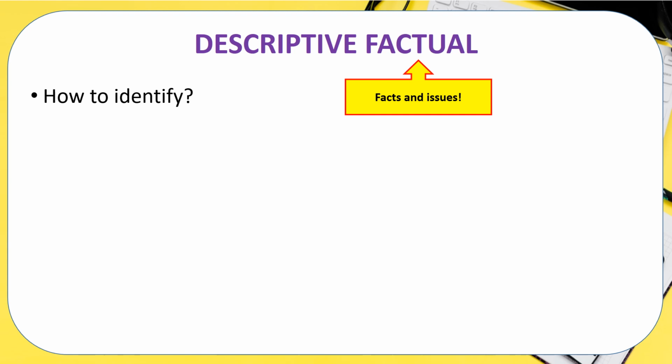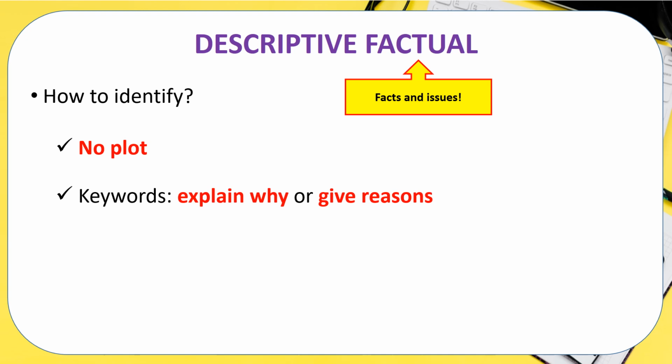So here we've come to the last type of descriptive writing, which is descriptive factual. As the name suggests, the word factual means this question asks you to describe facts and issues. Easy? Let's look at how to identify such question. First, obviously it has no plot. This one strictly no plot, right?